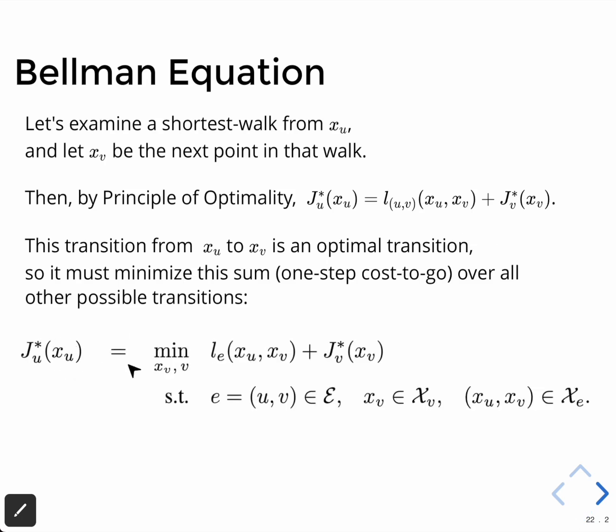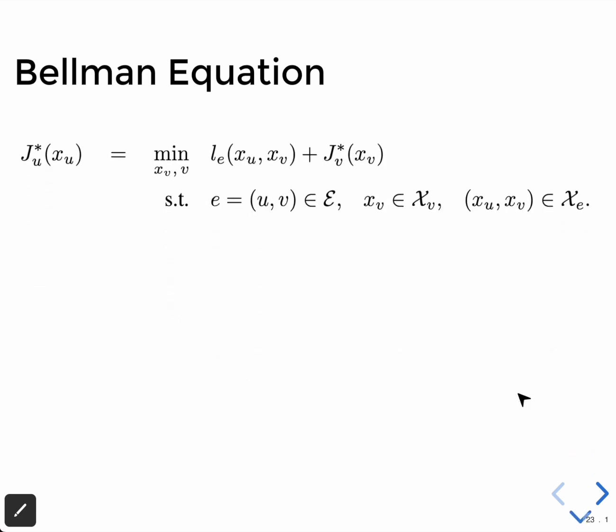The cost to go at xu is the minimizer of the one-step cost to go over all feasible transitions, over all edges and all feasible continuous point pairs. So that's the Bellman equation, and if we find functions J for every vertex that satisfy this equality, then ta-da, this is the optimal cost to go. Let's now produce an optimization problem that does that.